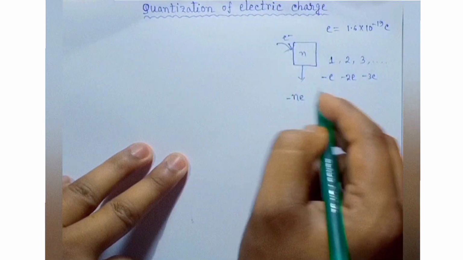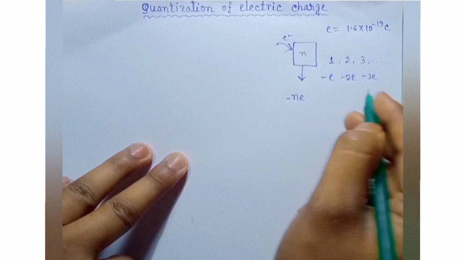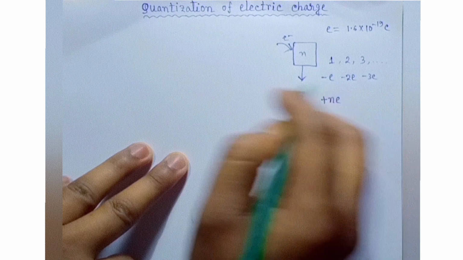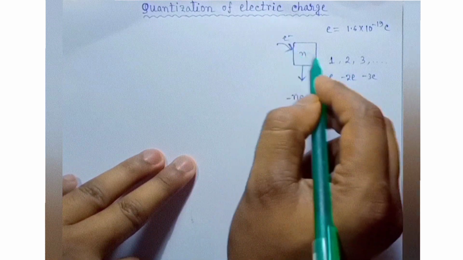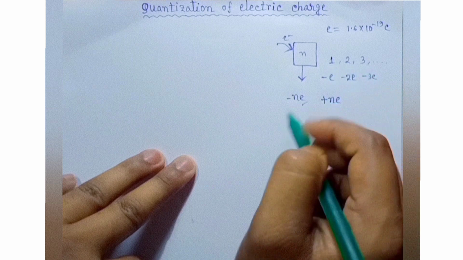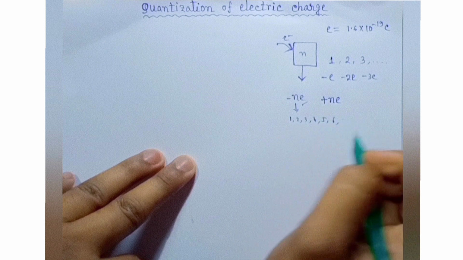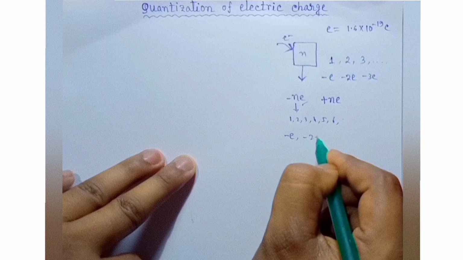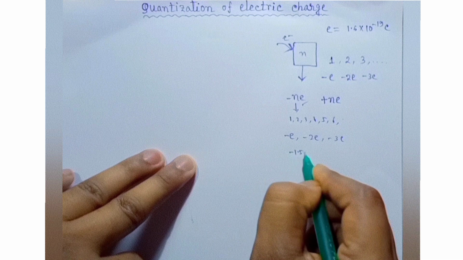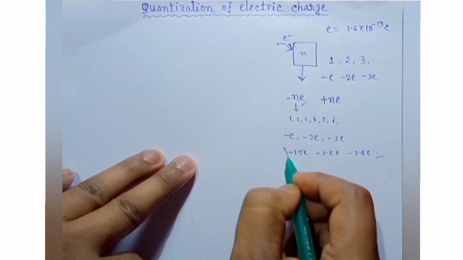Now if it loses electrons, then it will have a positive charge because it is losing the negative charge. So in this case it will have the total amount of electric charge as positive n into e. So here we can understand that an object can have electric charge as an integral multiple of the charge of an electron. That is, here n is either 1, 2, 3, 4, 5, 6, 7, etc. We can have minus e, minus 2e, minus 3e, but we cannot have intermediate amounts of charge, that means minus 1.5e, minus 2.5e, or minus 2.8e, etc. This kind of charges are not possible.